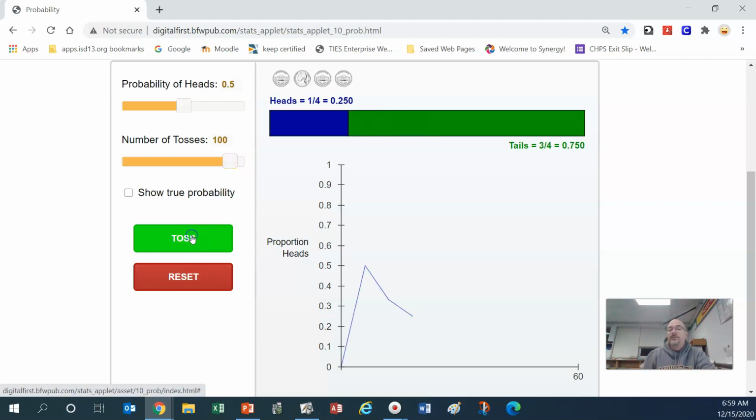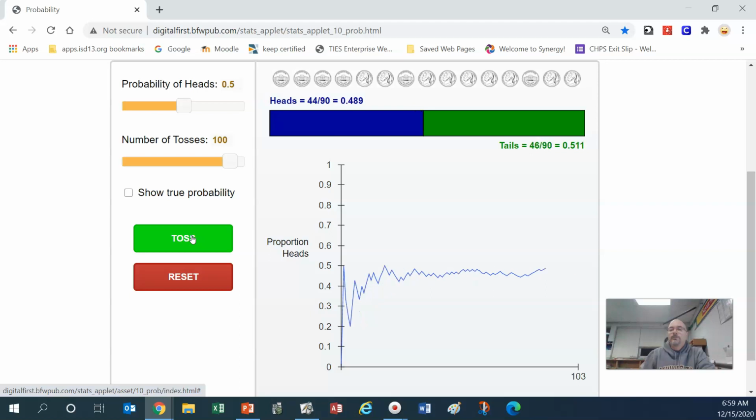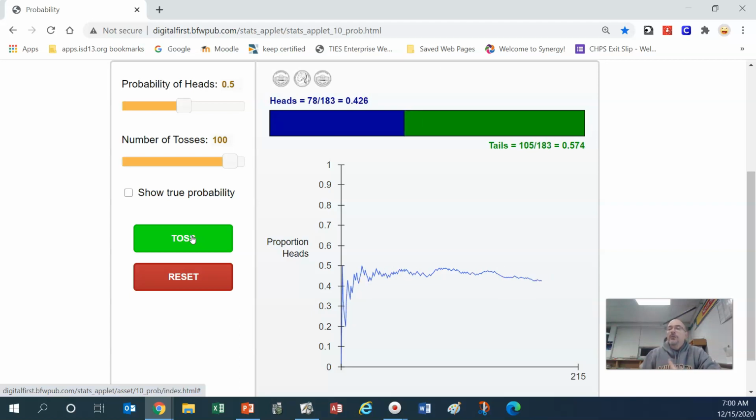Here we go, 100 tosses. Isn't that cool? So 48 out of 100 were heads, 52 out of 100 were tails. It's leveling off at the theoretical. So if you can simulate something accurately and you do enough trials, it's going to get very, very close to that theoretical. Now you'll notice it's going down a little bit, but now it's going back up again. All right, I think you got the idea.